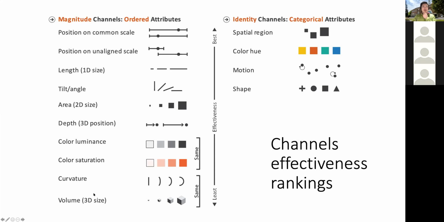And finally, you can use curvature to represent the amount of value. Maybe say this is 0, this is 1, this is 2, and this is 3. It's possible, and its effectiveness or accuracy is similar to 3D size. These are probably the least effective ones among all those listed here.